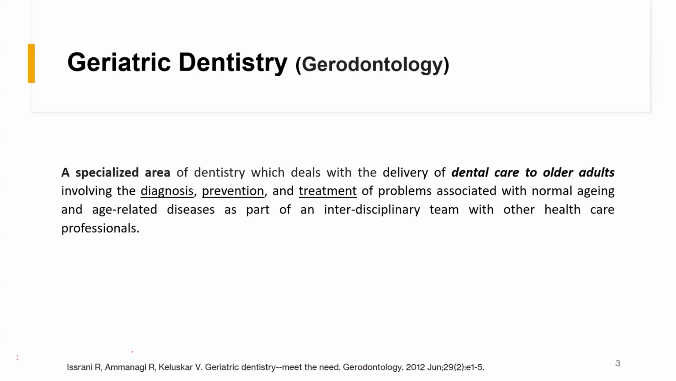Now, what is geriatric dentistry? Geriatric dentistry, also known as gerodontology, is a specialized area of dentistry that deals with the delivery of dental care to older adults, involving diagnosis, prevention, and treatment of problems associated with normal aging and age-related disease, as part of an interdisciplinary team with other healthcare professionals.